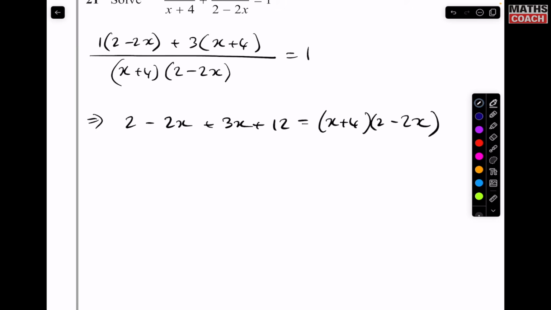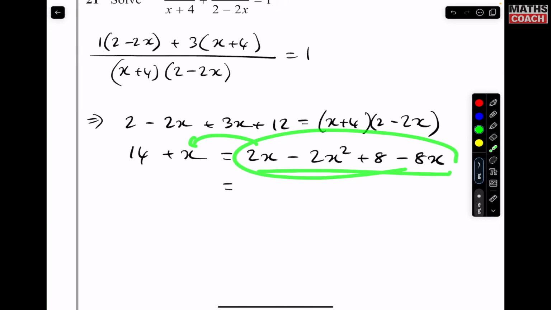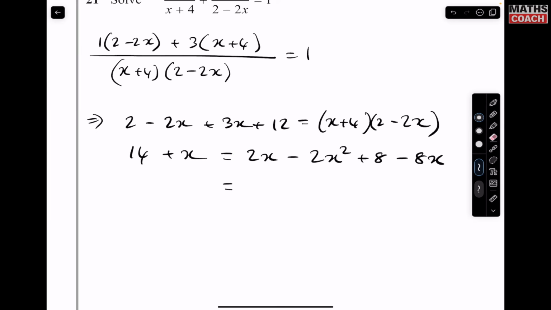Right, collect the like terms on this side. We have 2 plus 12, which is 14, and plus x, and then expand these brackets out here. So what do we have here? We get 2x minus 2x squared plus 8 minus 8x. Right, let's take everything over to one side now. I'm going to move all of this over to this side. Why? Because I want to have x squared as positive. So if we take everything over to one side, we have 2x squared plus 7x plus 6 equals 0.